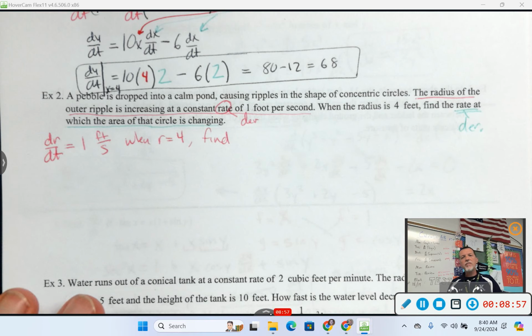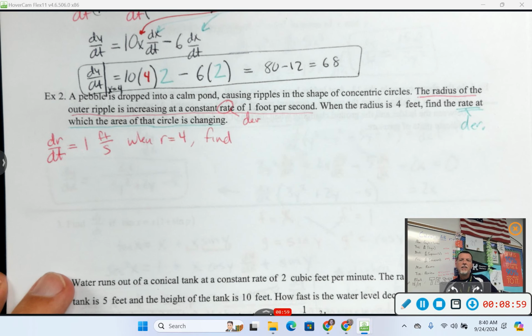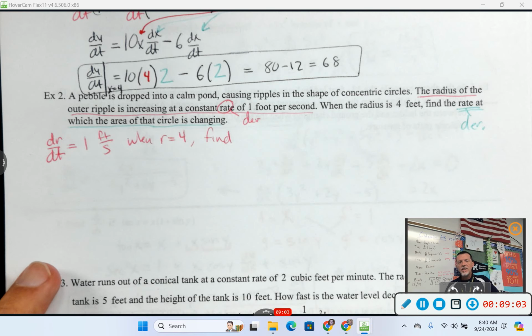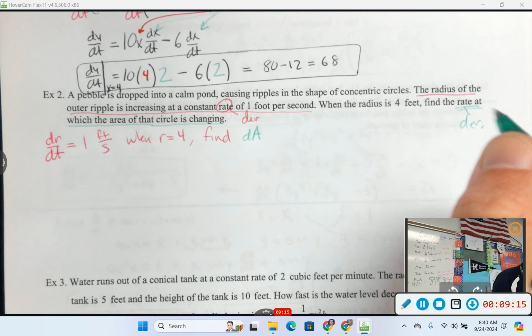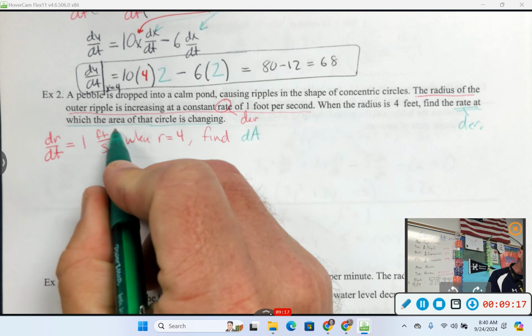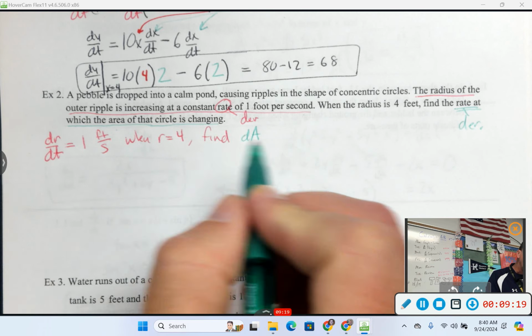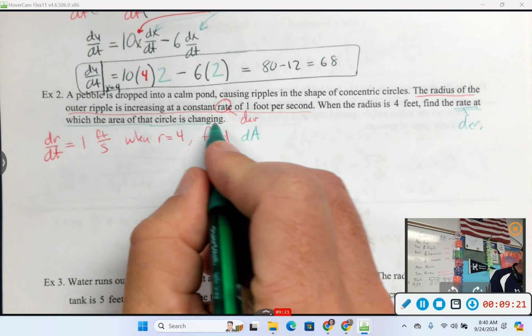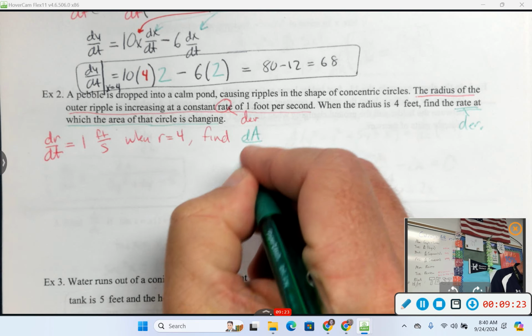So what are we trying to find? Find the rate at which the area is changing. dA. I don't know what it's over. Okay, well, you're on the right track. dA, that would be the rate at which the area is changing. You know what? It might have been better if they'd said with respect to time, because that would have been a little clearer.